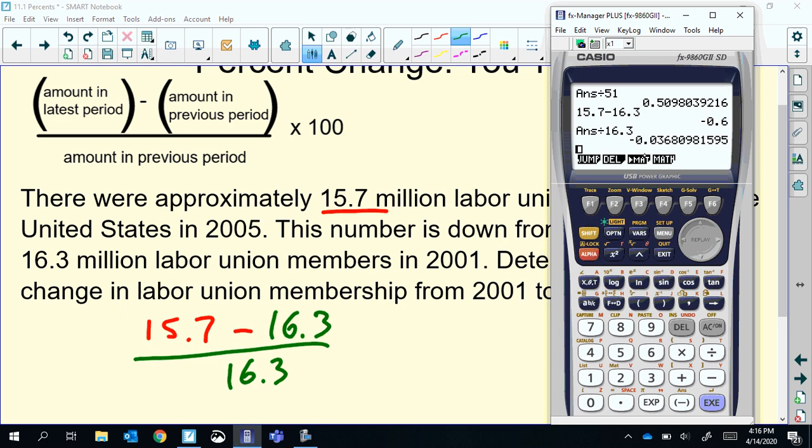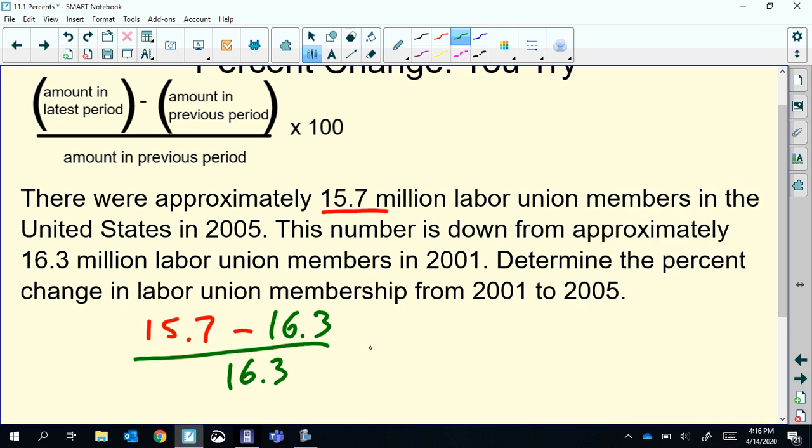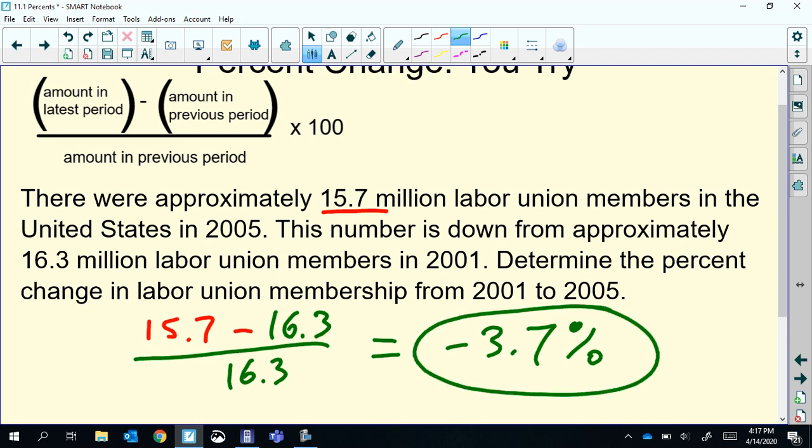So that's negative, don't forget, move it 2 spots for our percentage, 3.7%. So it was a 3.7% decrease because it went down in numbers.